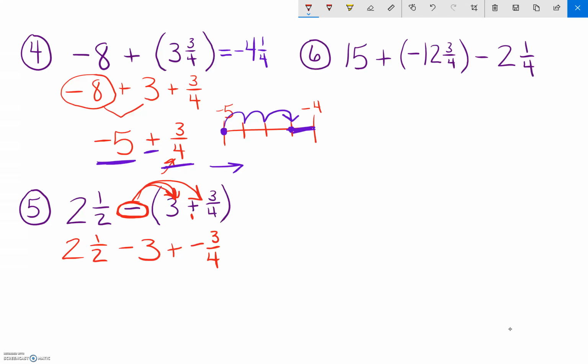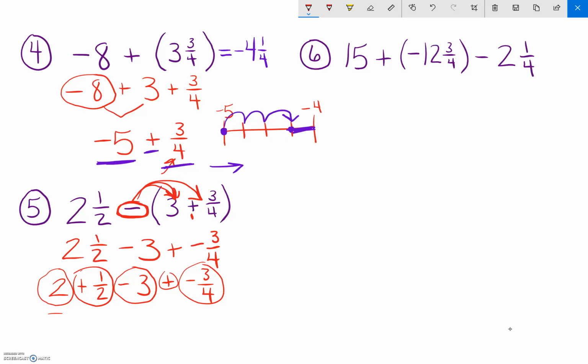So we can break this mixed number down, the 2.5, we can break it down into a 2 plus 1/2 minus 3 plus negative 3/4. Then we can use the commutative property and we can rewrite this problem so the integers are next to each other. You look at each term by itself. So this is a 2, this is a positive half, this is minus or negative 3, and then we are adding a negative 3/4. So we have 1, 2, 3, 4 terms that we can move around.